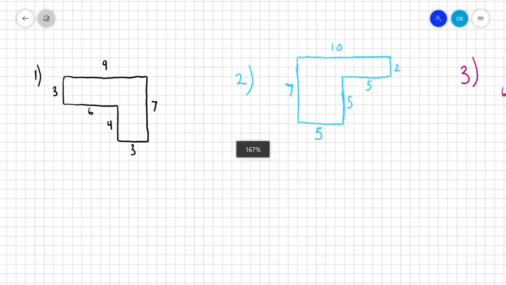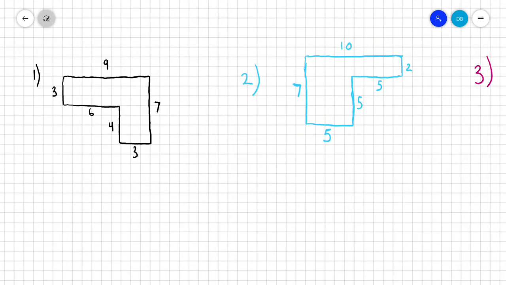So for number 1, we have to figure out where we want to split this into two rectangles. Now, obviously, there's a few options. I'm going to choose to do this. I'm going to make this my dividing line. So if I do it this way, on the left and the right, my left rectangle is a 3 times 6. That gives me 18 square units, is the area of the left rectangle.